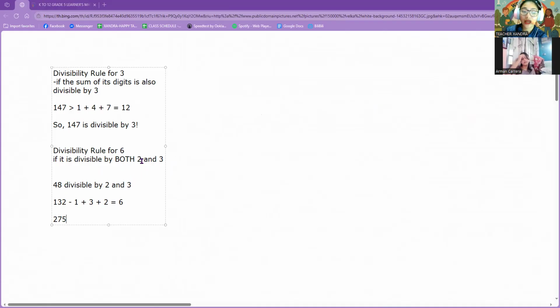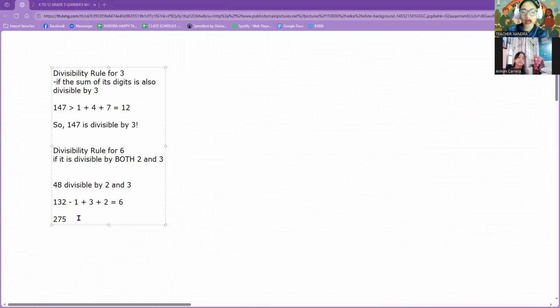For the divisibility rule for 2, look at the last digit and check if it is an even number. If not, then it is not divisible by 2. Okay, 275 is not divisible by 6, since the last digit is 5, which is not an even number.